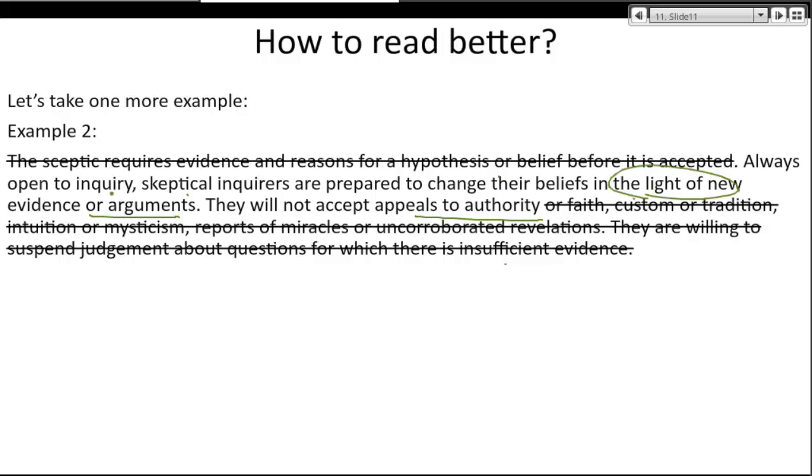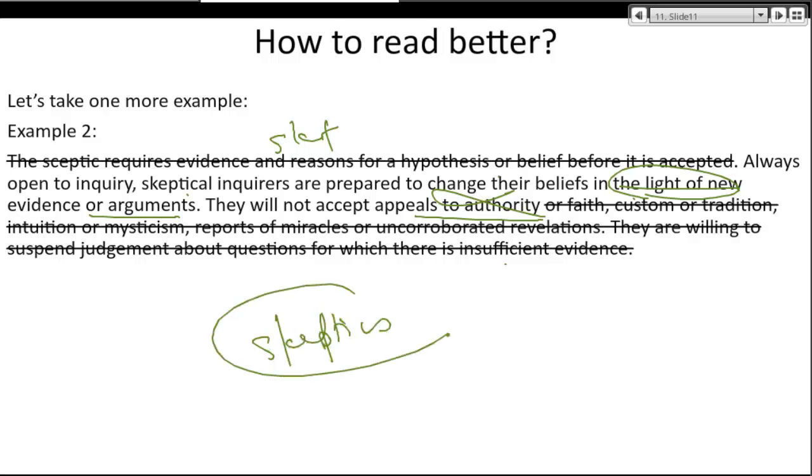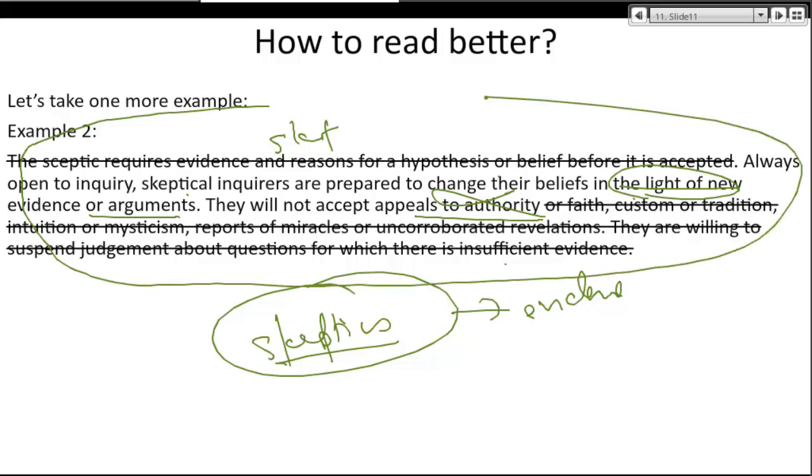That means basically what? Skeptics are open to inquiry. They are willing to change in the light of new evidence. They don't bow to authority. I mean, you know the meaning of the word skeptic, right? Skeptic means the one who is basically doubting everything, and he goes by evidence. That's it. The whole paragraph is unnecessarily repeating the same thing again in different words. Should you read it with great care, at least the first reading? No, not required.